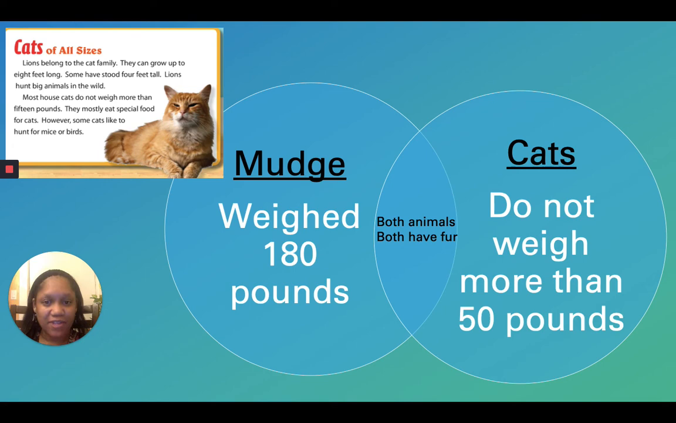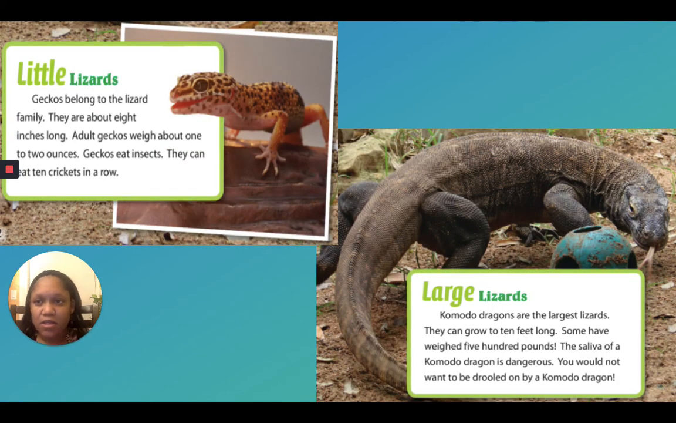Here, let's take a look at the cats. Mudge weighed 180 pounds, but the cats, they do not weigh more than 50 pounds. Who weighs more? Mudge, right? Mudge weighs a whole lot more. How are they the same? Well, they're both animals and they both have fur. Who's thinking about doing geckos or lizards, the Komodo dragon specifically? Take a second to look at the facts about geckos and the Komodo dragons, and then we'll compare and contrast it to Mudge.